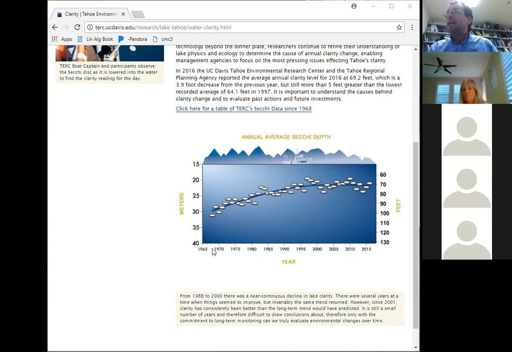So notice that in the mid-1960s, the clarity in meters was over 30 meters. And then if you look at around 2000 or so, it's way worse than 30 meters. It's more like 20 meters. So the clarity was declining very fast. And the trend was not like every year it did the same thing, but it definitely showed a trend.